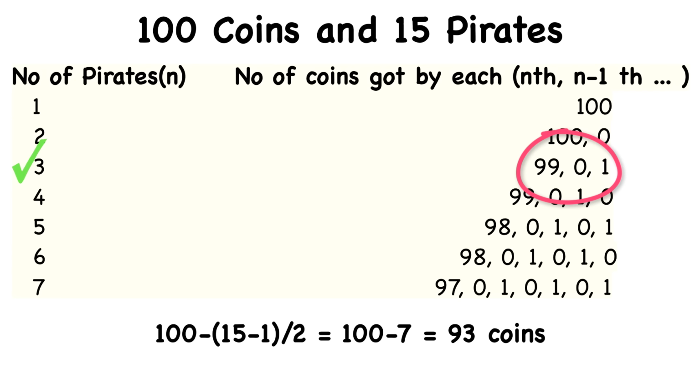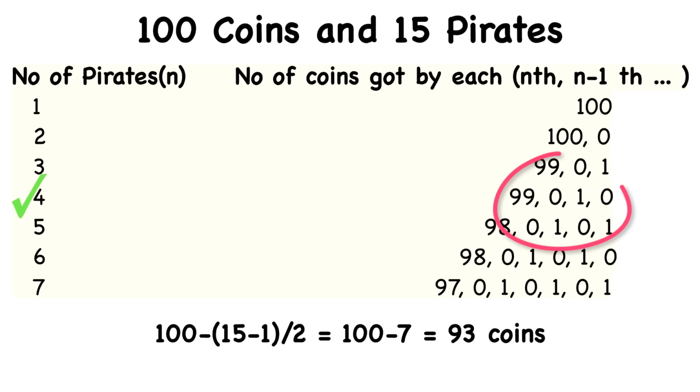If there were 3 pirates, then the senior most of these, the third pirate, gets to make the decision. He knows that if he is killed, the junior most would get nothing. So he gives 1 coin to him and gets his vote to make more than 50% of the vote. That is, he keeps 99 for himself, gives 0 to the second one and gives 1 coin to the first one.